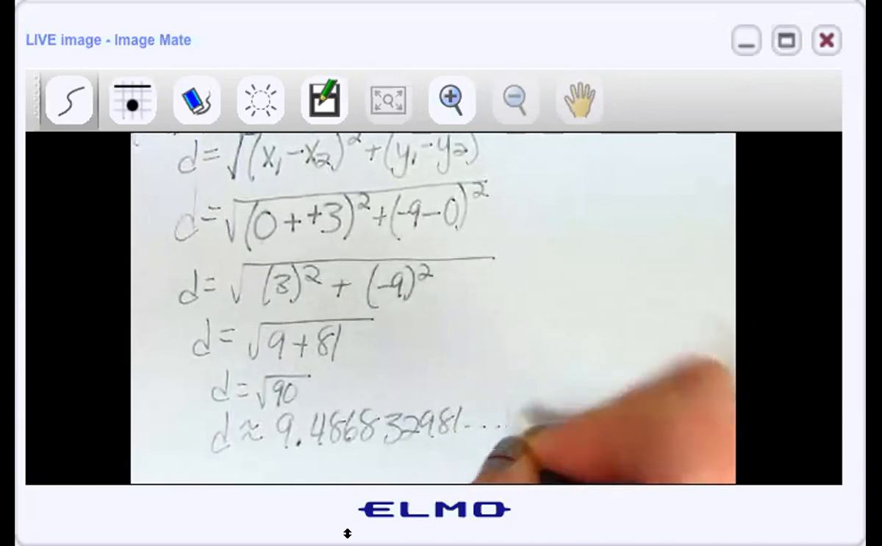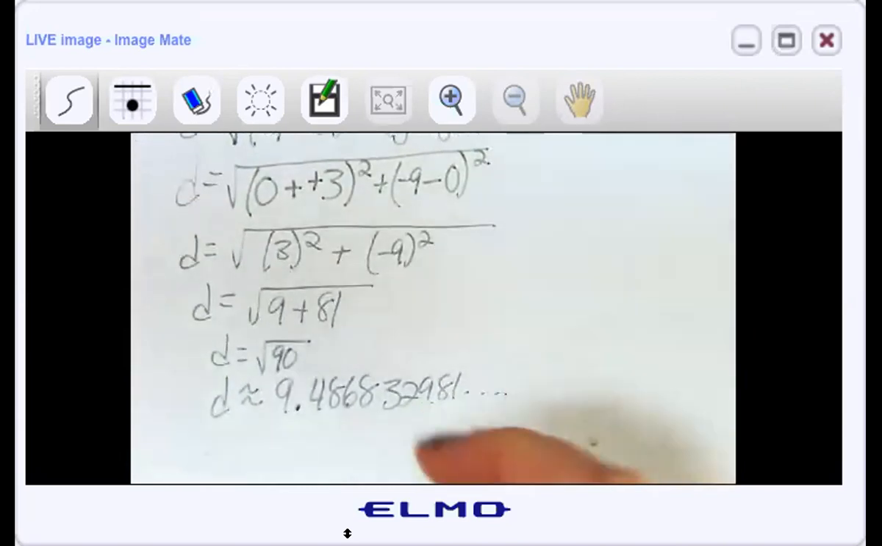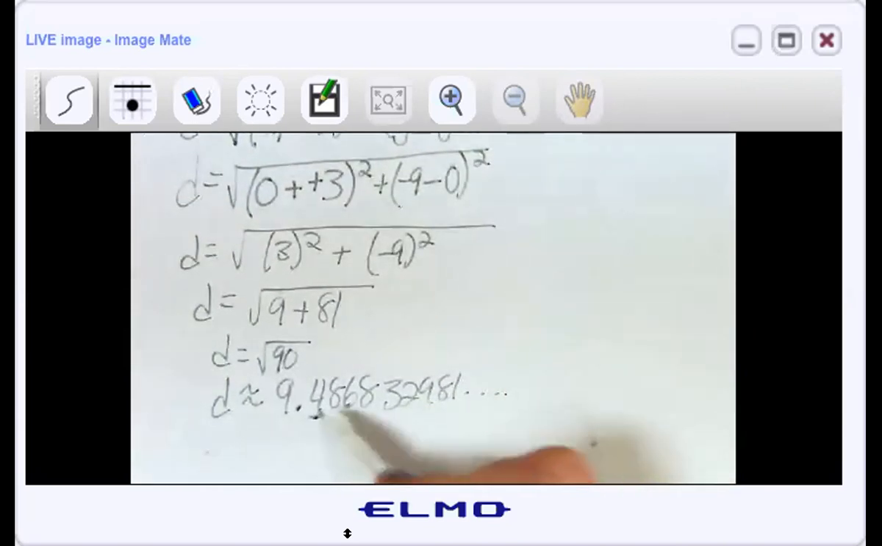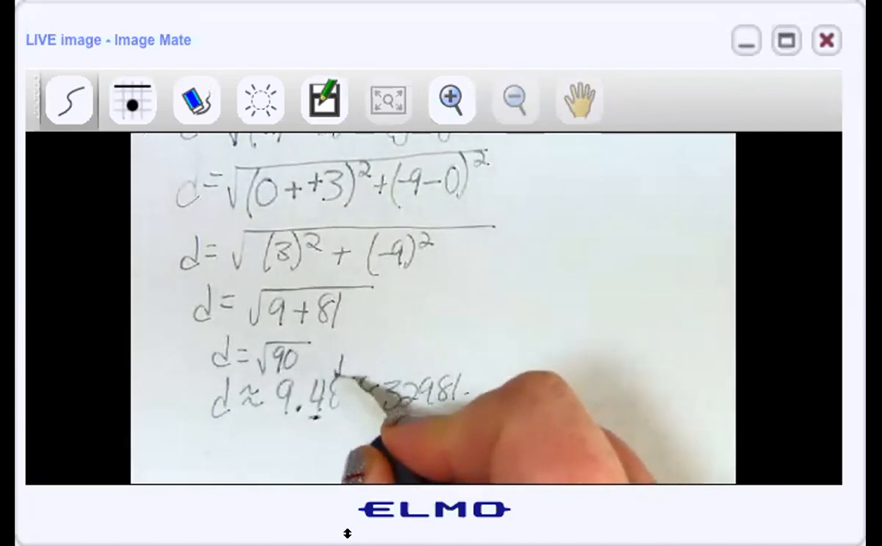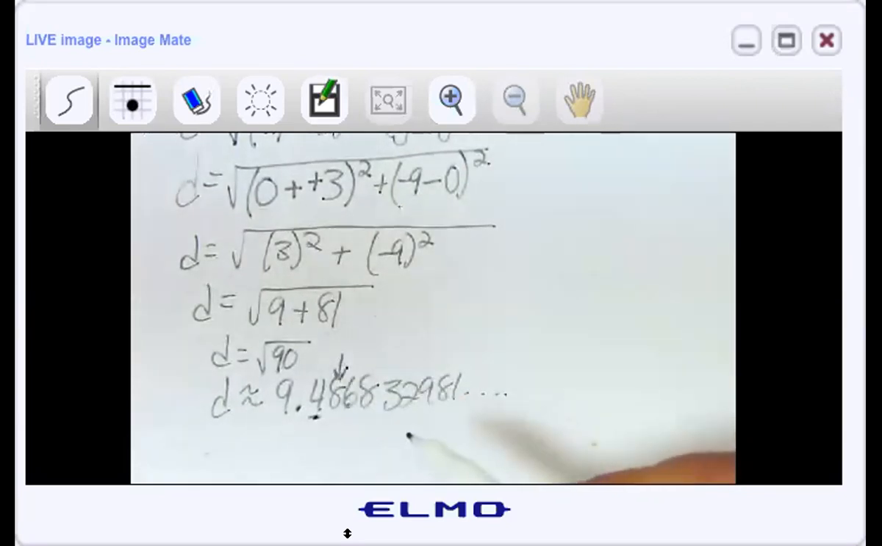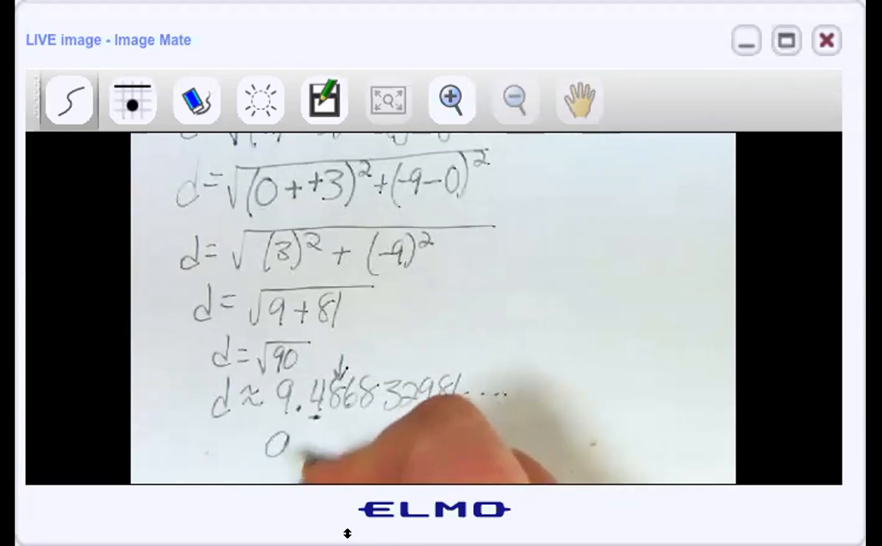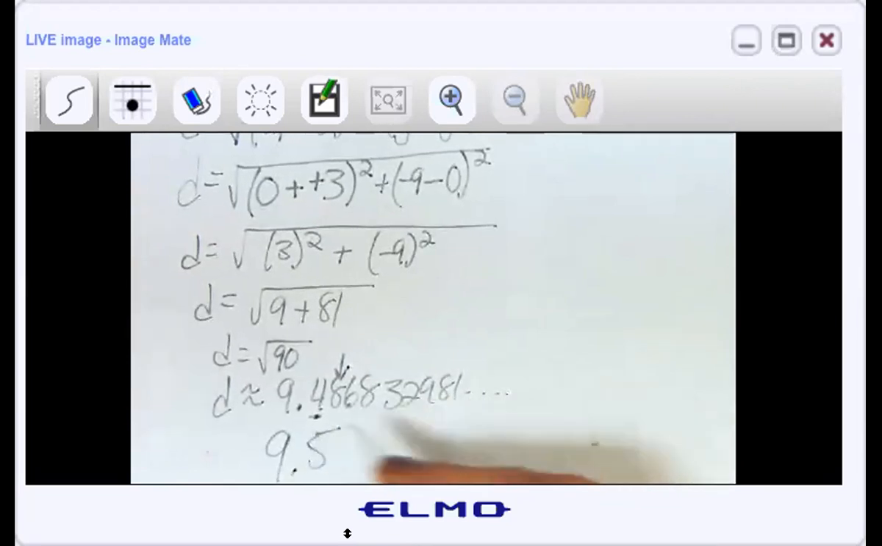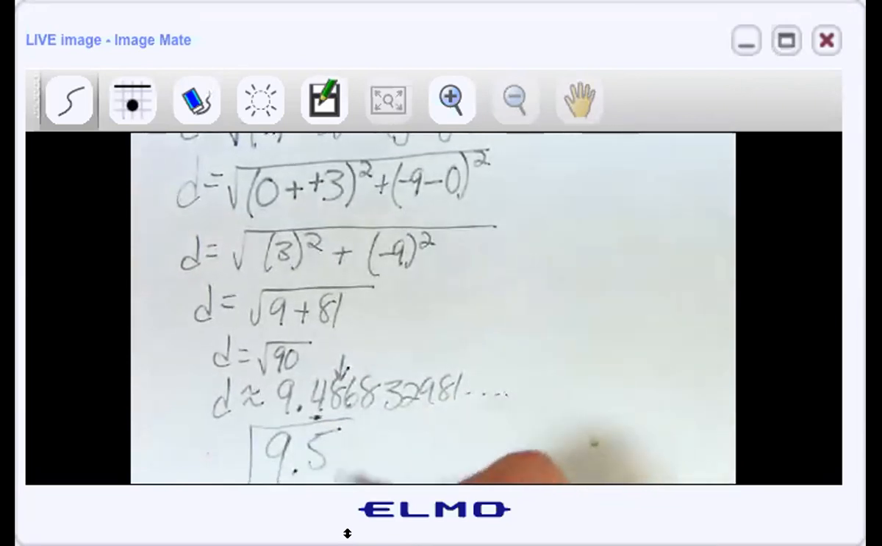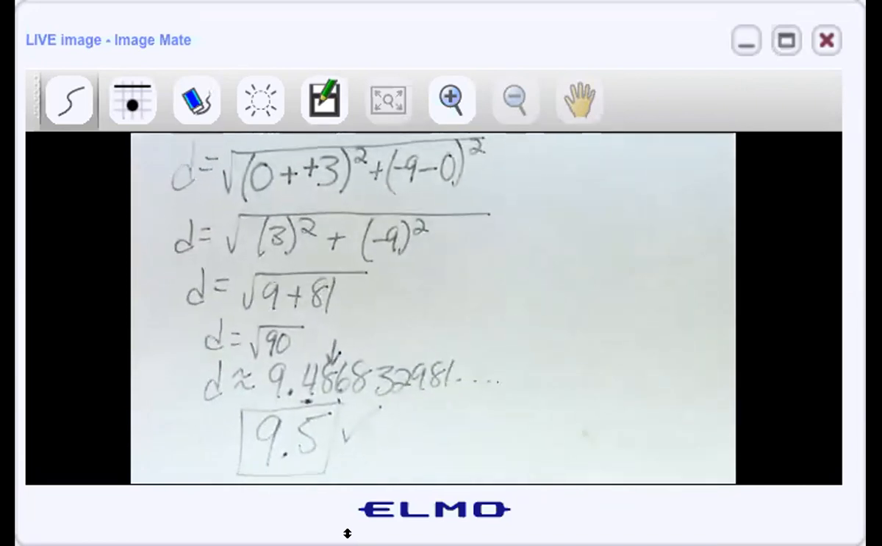9.486832981, and so on, right? So if I'm going to round to the nearest tenth, I want it to be this number, so I'm looking at the next one past it. Since it's an 8, I have to round that up to 9.5. So that's my answer on this one.